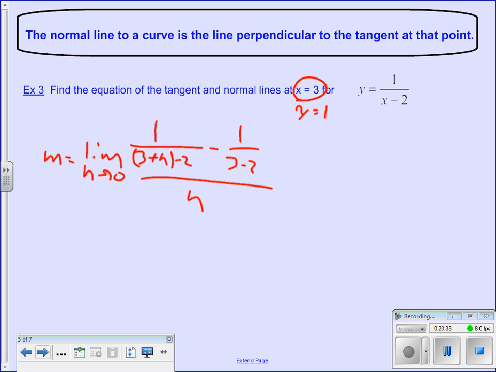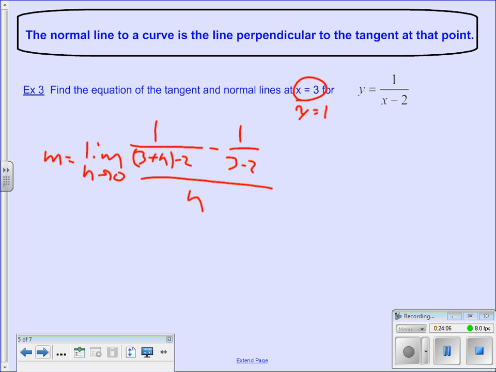F of A plus H minus F of A, all over H. A is 3, F is 1 over X minus 2. So I have the limit as H approaches 0 of 1 over (3 plus H minus 2) minus 1 over (3 minus 2), all over H. Can I put in 0? No, I don't want to put in 0. I need to do some algebraic manipulation.